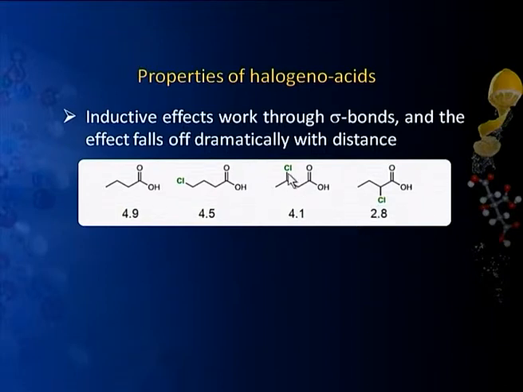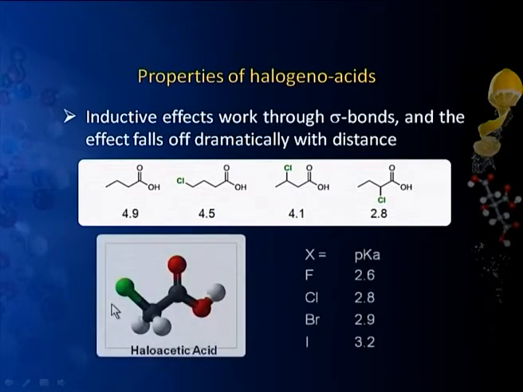Then if in place of chlorine we have some other halogen, that is fluorine, bromine or iodine, then their effect is according to their inductive effect. Such as this is a common haloacetic acid and say this is the halogen.